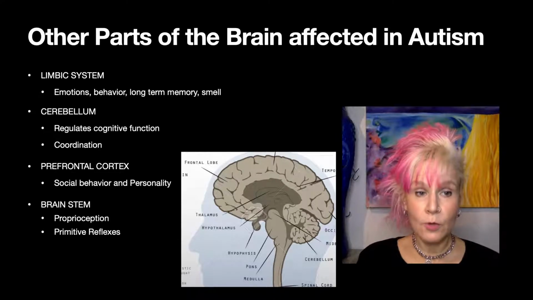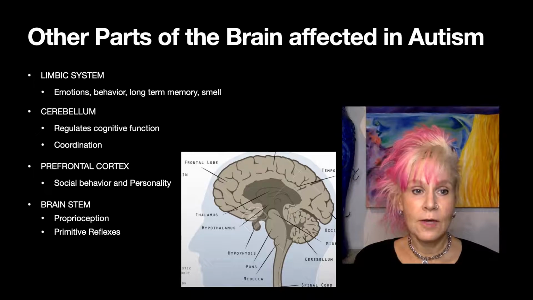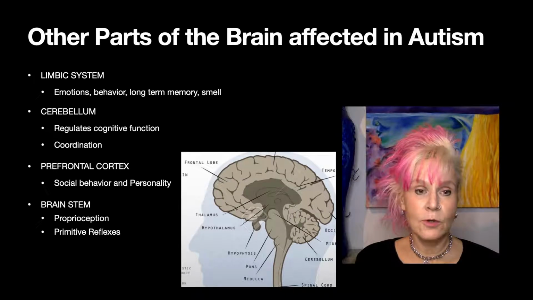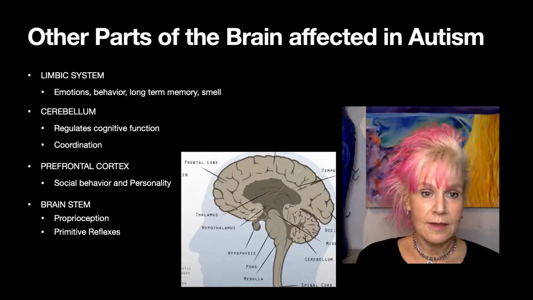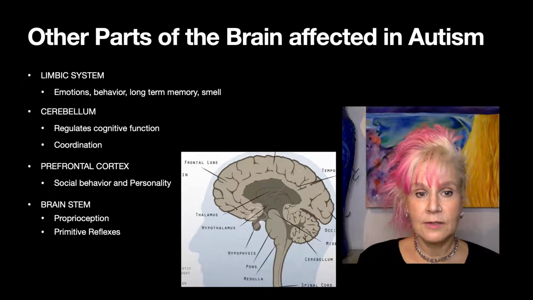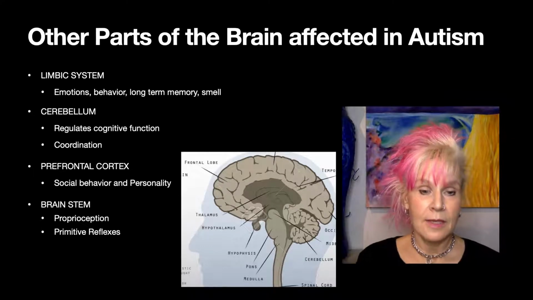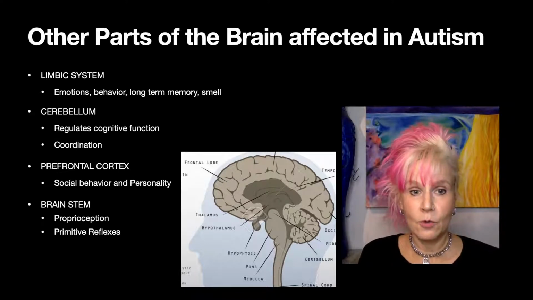The prefrontal cortex is the front part of the brain. It's labeled the frontal lobe, and it's also called the frontal lobe sometimes, but it's a part of the brain that really is tied to social behavior and personality. And then we've got our brain stem, and you can see there's labels of medulla and pons. That's part of the brain stem. It's the connection between the cortex and the spinal cord.